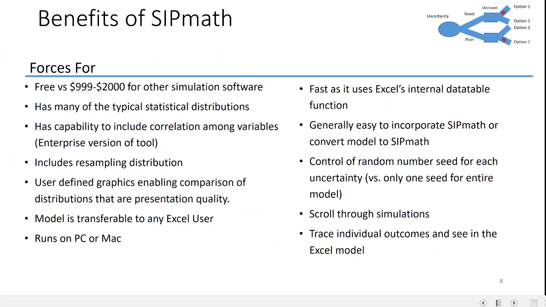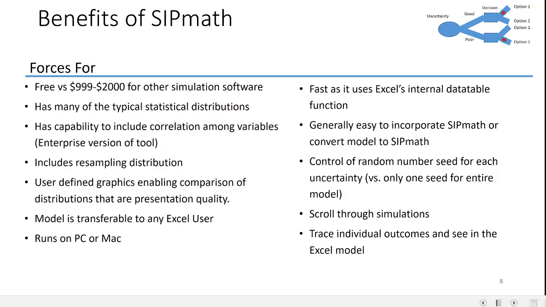So what are the benefits of SIPmath? Well, first of all, it's free. At least the free version is, compared to $1,000 to $2,000 for other simulation software. It has most of the typical statistical distributions. We can include correlation among the variables with the enterprise version of the tool, which costs $500. The free version does include resampling. We can define user graphics for comparing distributions. The model is transferable to any Excel user.